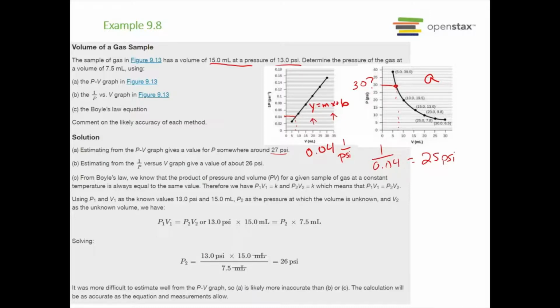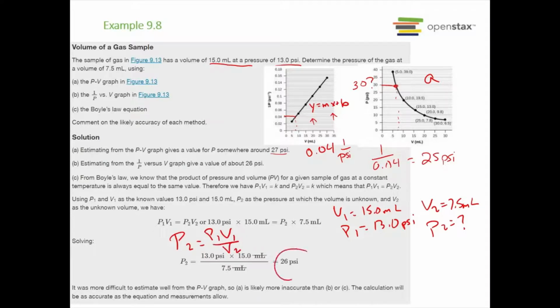Now let's go to Boyle's law from the information that we're given. We have V1 equals 15 milliliters. We have P1 equals 13.0 psi. And we have a V2 of 7.5 milliliters, and we want P2. So we have P1 V1 equals P2 V2. To solve for P2, we divide both sides by V2. So P2 is equal to P1 V1 over V2. Plug in our numbers and we get 26 psi. So the calculation gives us a much more accurate number.